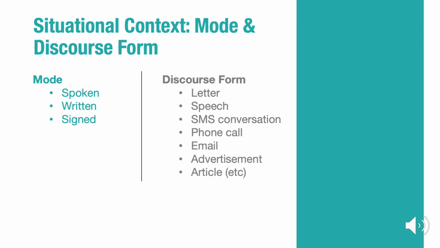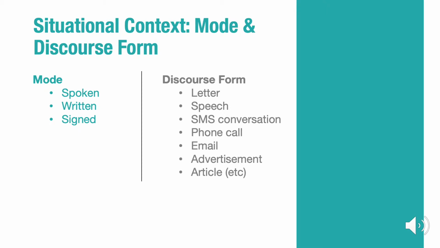Following field, we have the mode and the discourse form. There are 3 modes: written, spoken, and signed. We're not going to focus on signed in this unit, only spoken and written, and particular elements of spoken and written. Each of those modes has different discourse forms. Discourse form is a fancy name for text type, and they are endless.